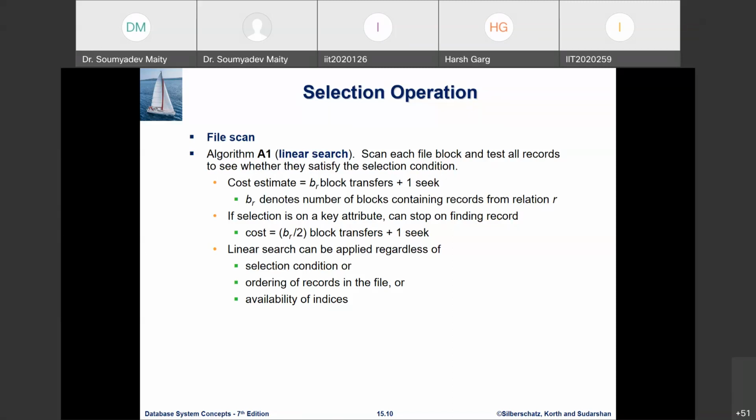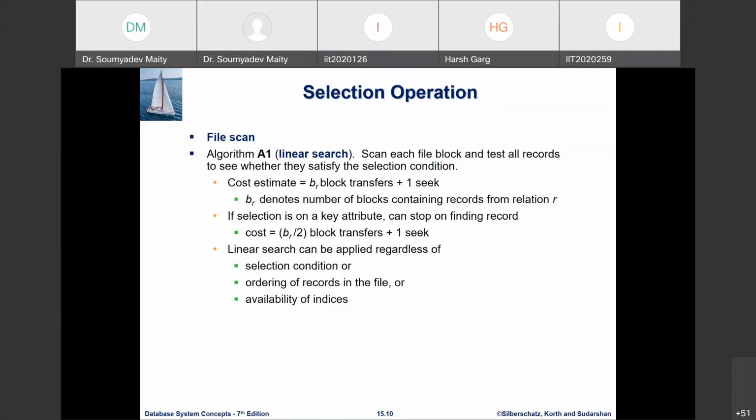And how many seeks will be required? Arm movements will be required. Now see, in order to read a particular relation, we first need to set the arm head on the top of the first block of the relation. You have to seek the arm to the first block of the relation. But in order to read the consecutive blocks, you do not need to move the arm further.